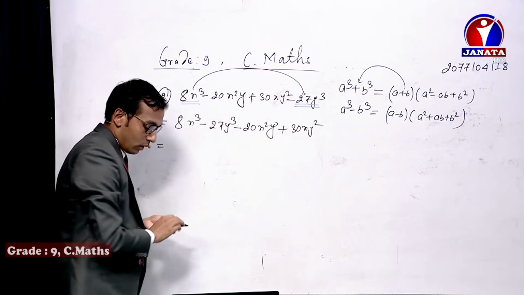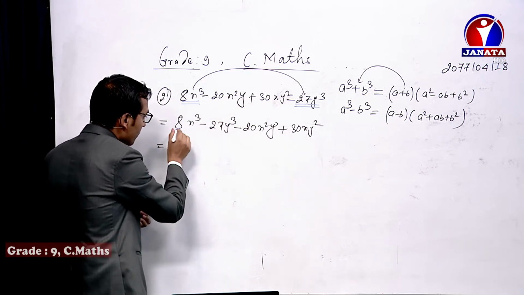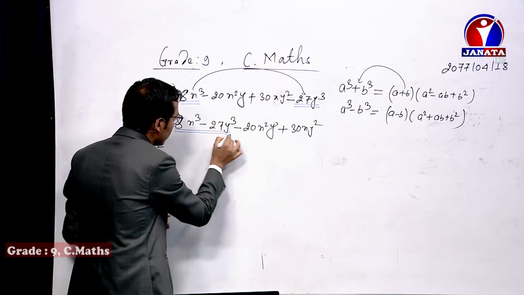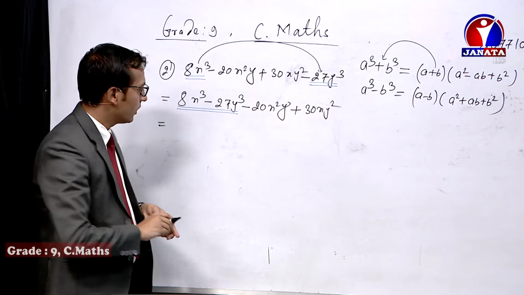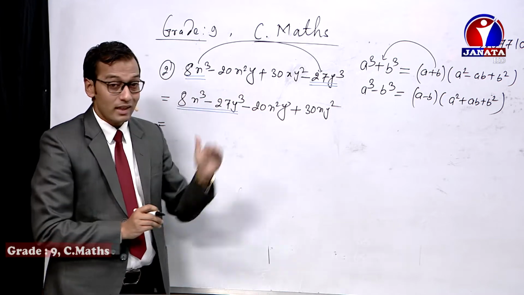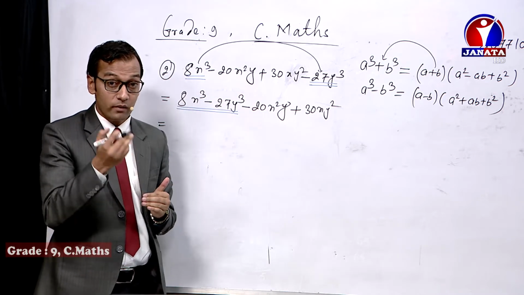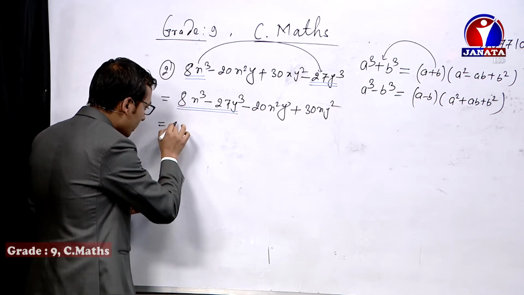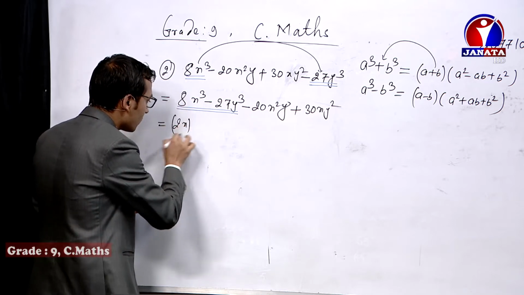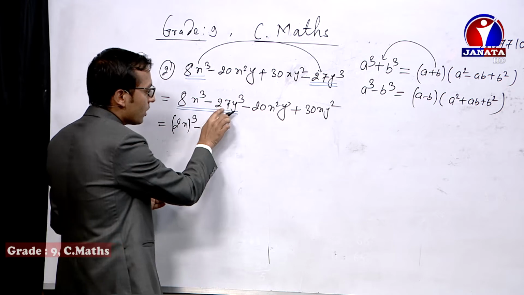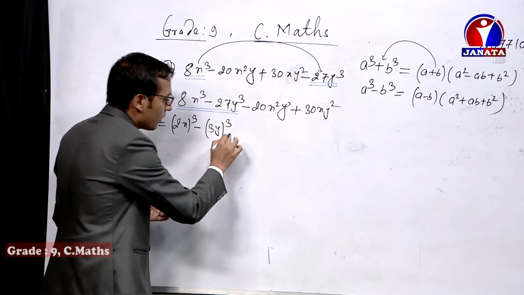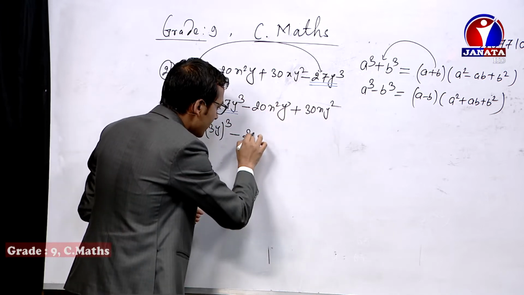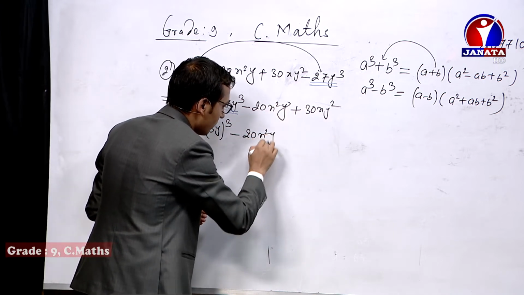Just look at the first 2 terms. I am underlining these 2 terms. This is in the form of A cube minus B cube. We can change this into A cube minus B cube form. So I am doing this here. 8x cube is (2x) whole cube, minus 27y cube is (3y) whole cube, minus... let me write these 2 terms as they are for now.